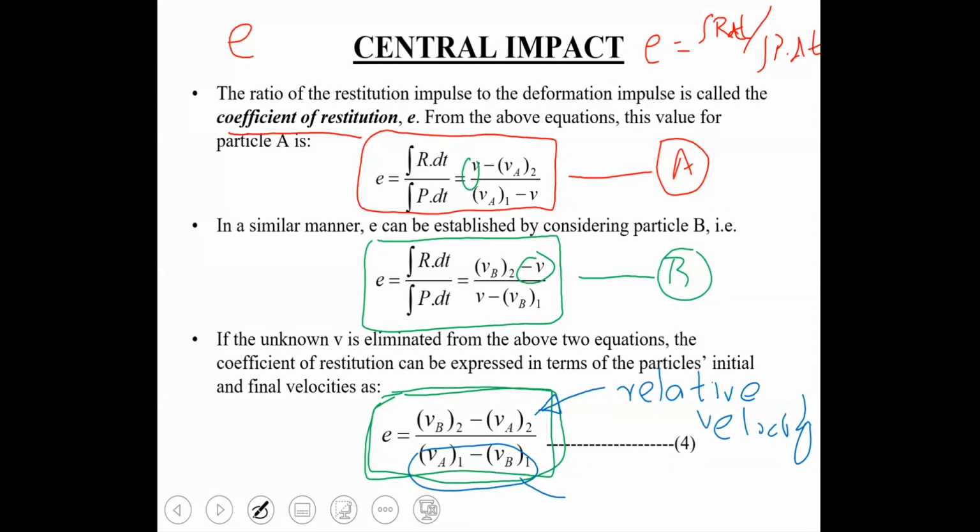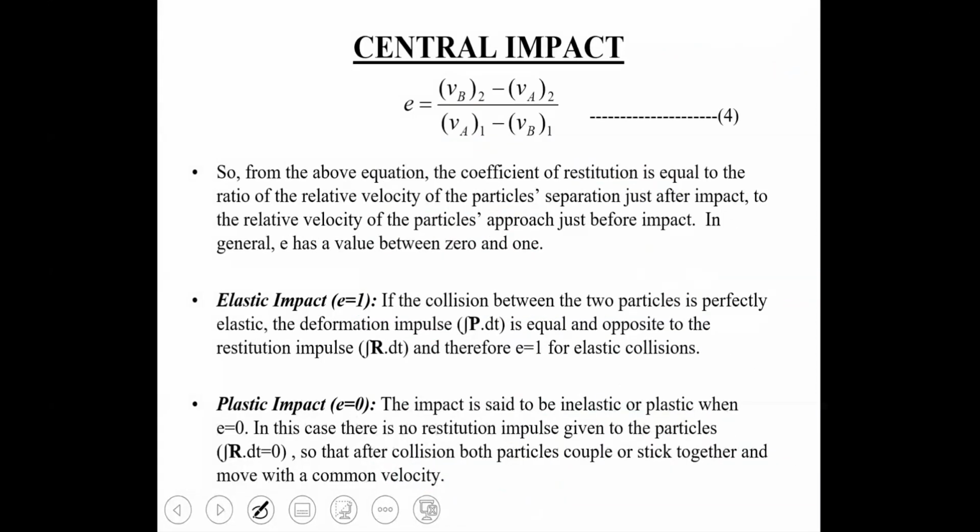So basically आपका जो coefficient of restitution होता है, it is equal to the ratio of the relative velocity of these particles just after impact to the relative velocity of these particles just before impact. Coefficient of restitution is generally known to you for any collision, depending on the material of the colliding particles.